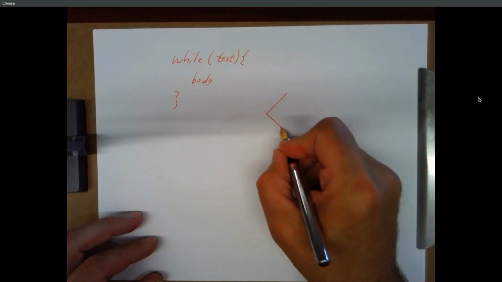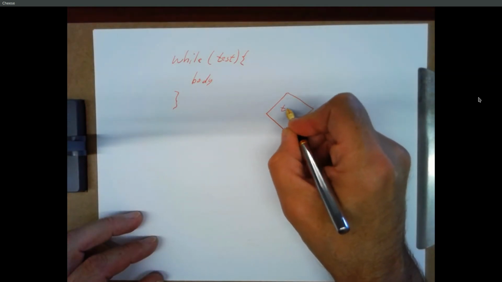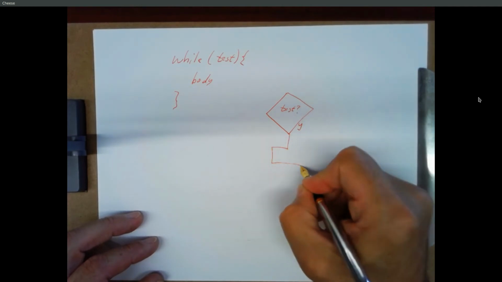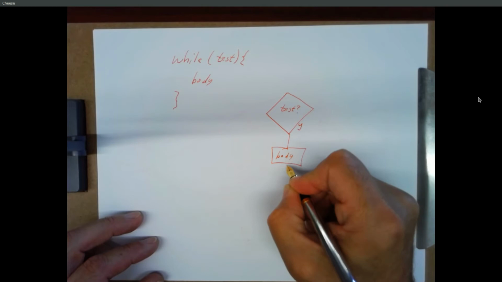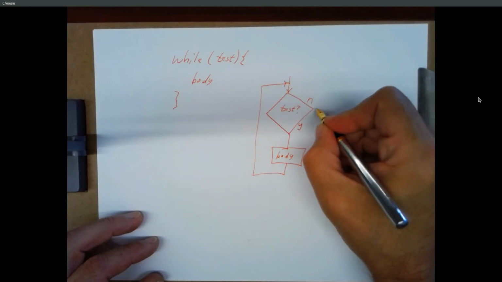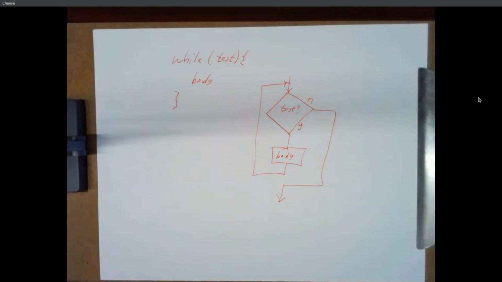And that's a pretty simple flow chart. See if your test is true. If it is, do the body and go back up to the top. If your test fails, leave your loop.